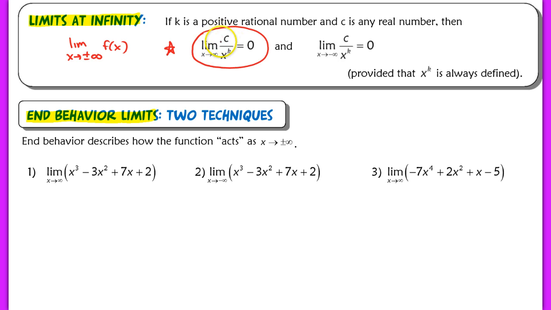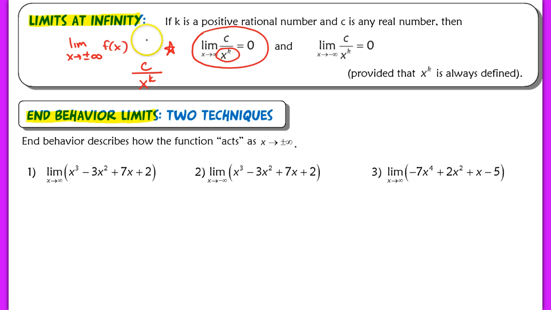We have c divided by x to the k. That's our function. Now c is any real number, so it's a fixed constant. Now x to the k is important. The fact that we have k raised to a positive rational number means that x to the k will always stay in the denominator. If we allowed k to be negative, then that value would move to the numerator and we'd be multiplying by x to the k. But instead, x to the k will always remain in the denominator, which means we're always dividing c by x to the k.